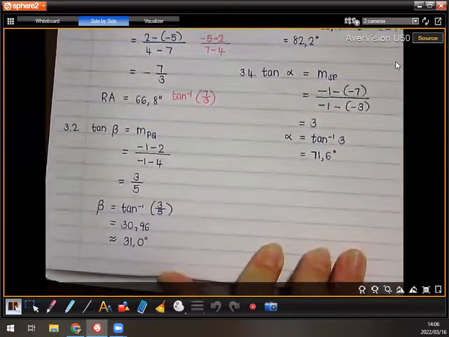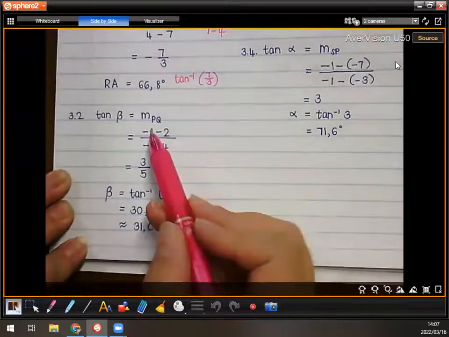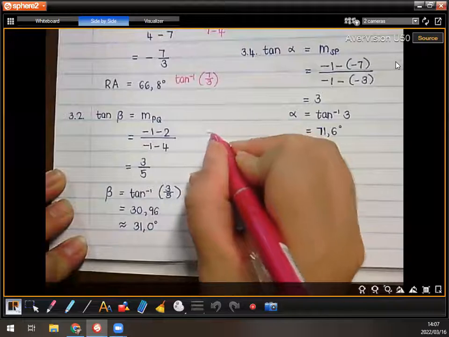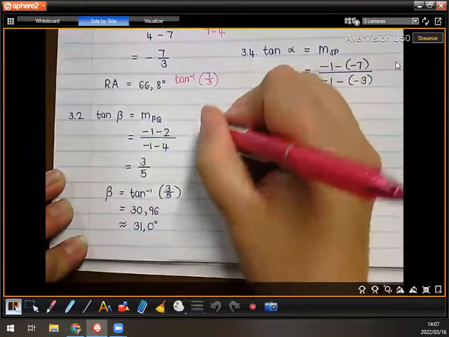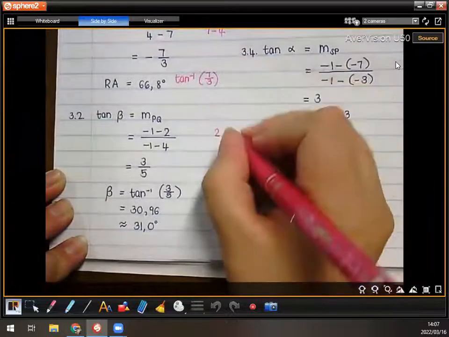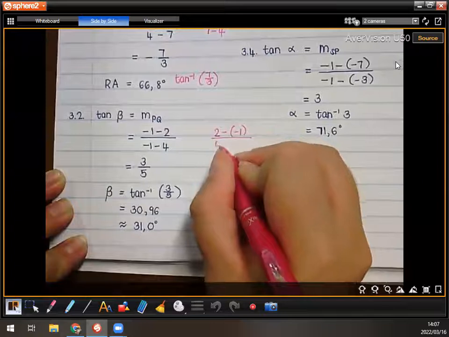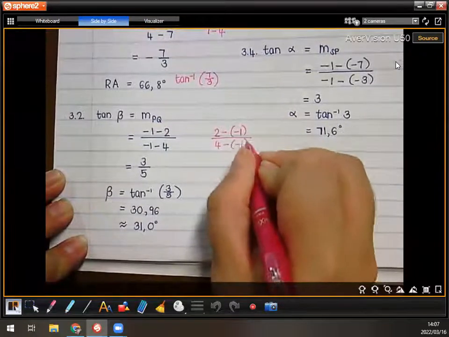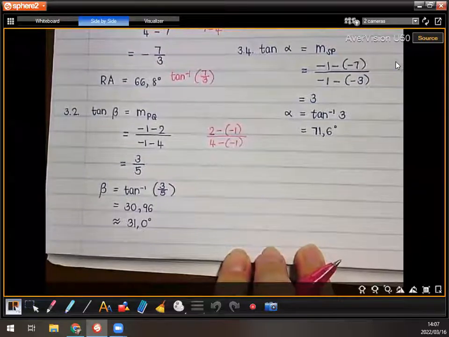For 3.2, there they were actually asking for the angle of inclination. So we said yesterday that we were going to call that angle theta. The angle of inclination of PQ means that you have to find the gradient of PQ. Now you could have swapped your order around here. You could have said 2 minus -1 over 4 minus -1. You could have done it that way around as well. You'll get the same answer. So the gradient there was 3 over 5.